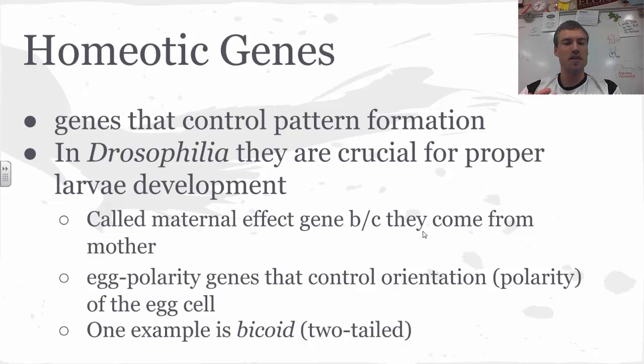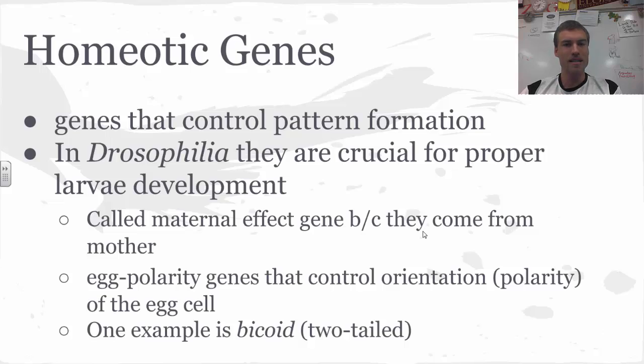Now, there are some specific genes that were identified that play a significant role in the formation of these patterns, and they're called homeotic genes. And in Drosophila, they are crucial for proper larval development, and really in all organisms. If we don't have this, the embryo is not going to develop properly. Some of them are called maternal effect genes, and that's because they come from the mother. So these are genes that are carried by the mother, not by the embryo.